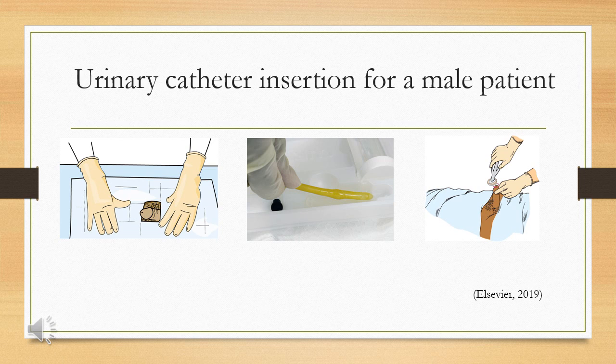Now that you have your catheter tray set up, you go ahead and don your sterile gloves and place your drape around the penis. Go ahead and place the lubrication in the Foley tray as pictured here, as well as having the betadine.